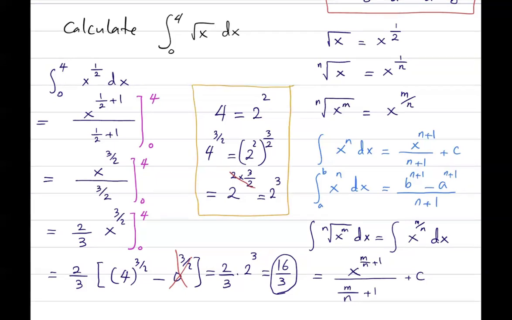So remember that, don't make this mistake. 2 to the 3 is not 6. 2 to the 3 is 2 times 2 times 2, which is 8. It's another common mistake that students make when it comes to these algebra calculations. So this is 8, not 6.